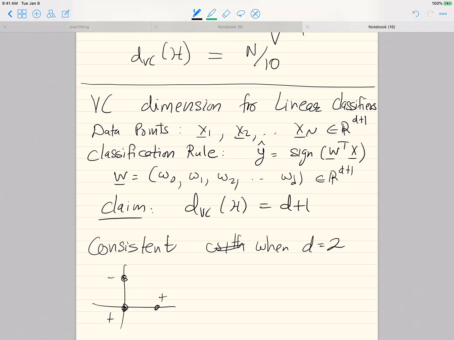Okay, any other ideas? For any d, we're using d minus 1 to do the classification. What does that mean? D minus 1? So for d equals 2, we'll use a line to separate.